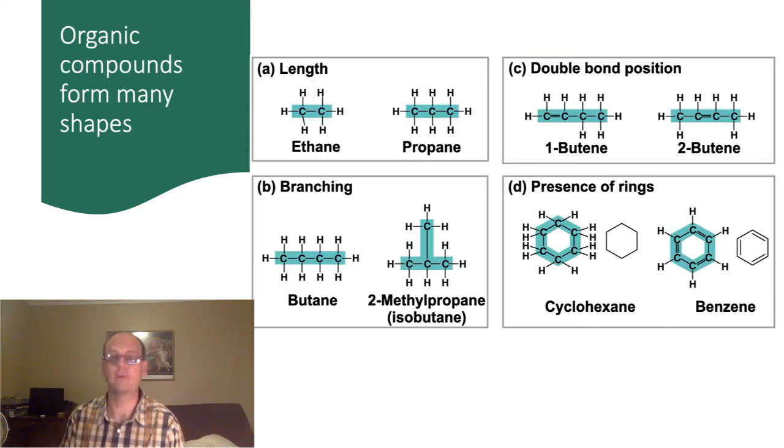The chains formed by carbon atoms covalently bonded together are highly varied. Hydrocarbons only have carbon and hydrogen atoms. Even for molecules that only have these two atoms, they can vary in the length of the carbon chain, how the chain may be branched, the position of double or triple bonds, and the presence of rings.